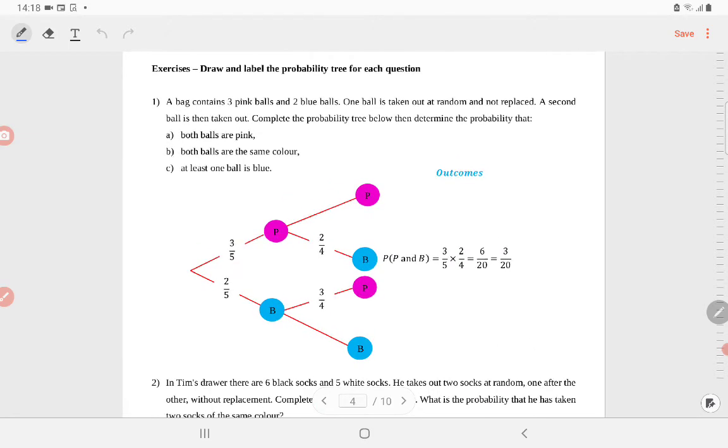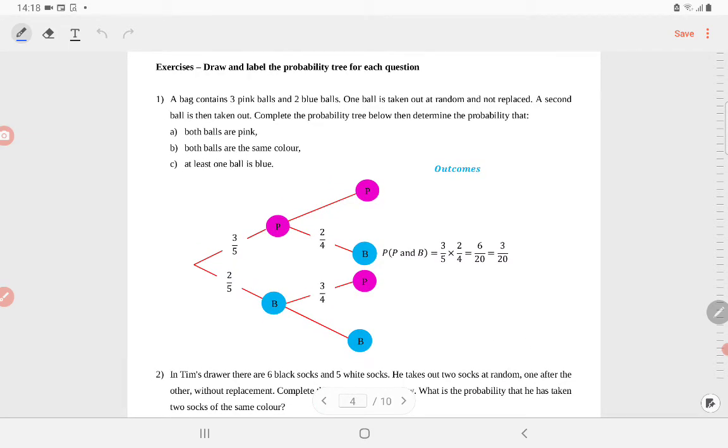Okay, you can start the exercises, but we can have a look at this first question. We've got a bag, which is similar to the first question. A bag contains 3 pink balls and 2 blue balls. 1 ball was taken out at random and not replaced. A second ball is then taken out. Complete the probability tree and then determine the probability for each of those questions. So we've got 3 pink out of 5, 2 blue out of 5.